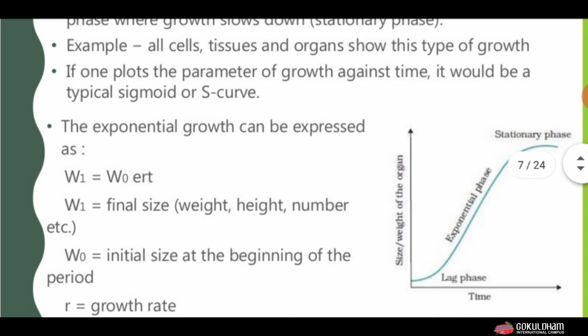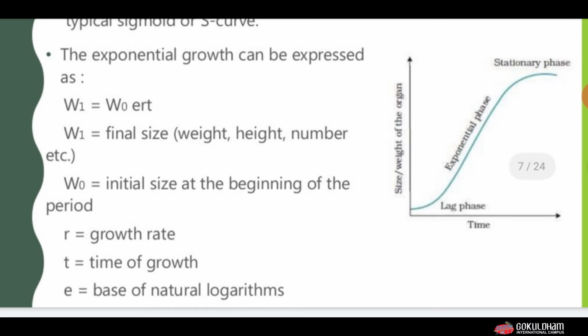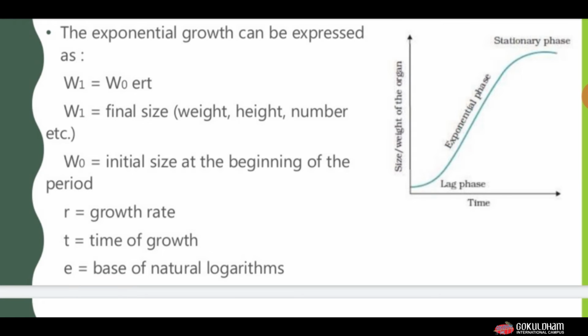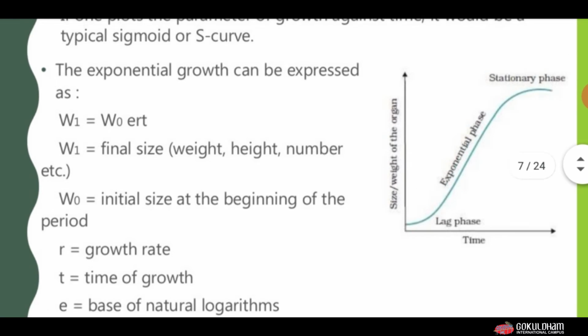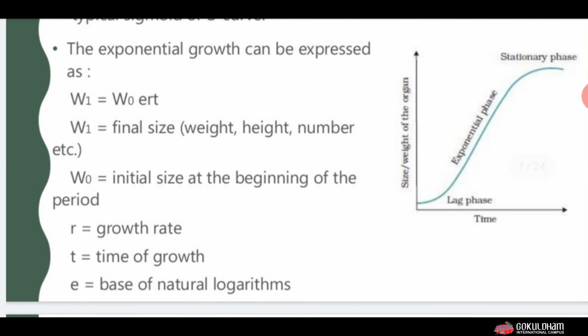The exponential growth can be expressed as W1 = W0 e^rt, where W1 is the final size in terms of weight, height and numbers, W0 is the initial size at the beginning of the period, r is the growth rate, t is the time of growth, and e in the equation is the base of natural logarithm. The graph for geometric growth is shown here, where growth is plotted against time, and it shows three different phases: lag phase, exponential phase and stationary phase.